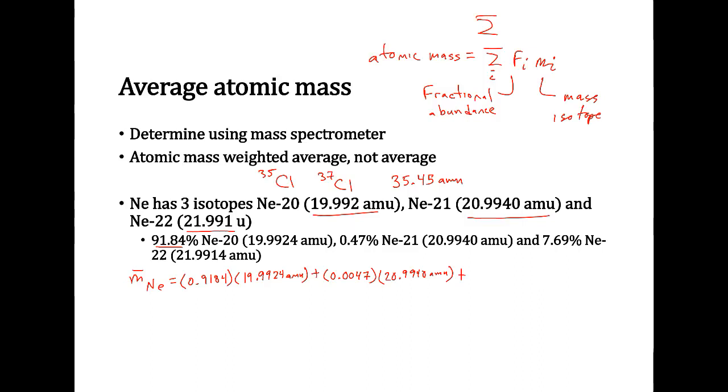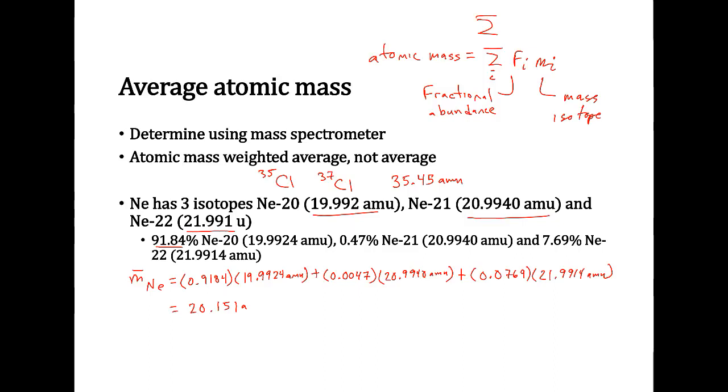plus the fractional abundance of our final isotope, neon 22, which is 0.0769, multiplied by the mass of the isotope, which is 21.9914 AMU. Then you'll plug and chug, plug that into your calculator, and we would get a weighted average atomic mass of 20.151 AMU.